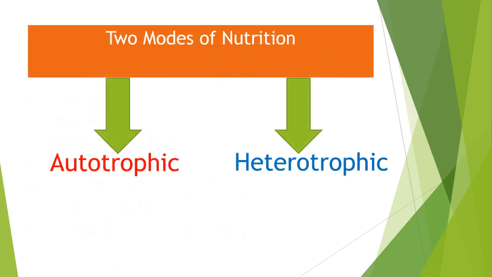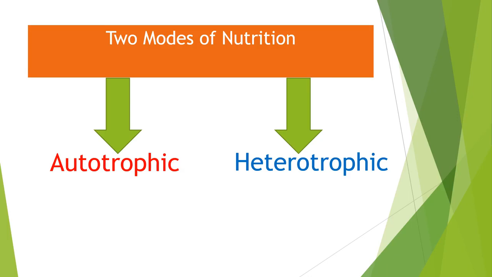Next topic is modes of nutrition. The two modes of nutrition are autotrophic and heterotrophic. What do you mean by autotrophic nutrition? The mode of nutrition in which organisms prepare their own food is called autotrophic nutrition. Example, green plants. Heterotrophic nutrition means the mode of nutrition in which an organism depends upon another organism for food. That is called heterotrophic.